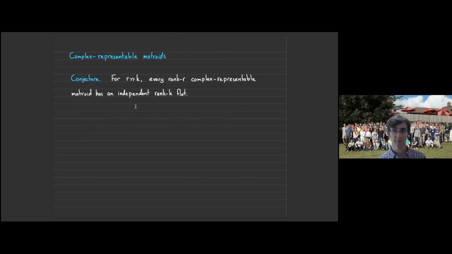So let's move to complex representable. It seems very likely that the same kind of phenomenon holds. Maybe we have to go to a different rank, but it seems likely that if you take a high enough rank complex representable matroid, it's going to contain an independent rank k flat. It's just not possible that I'd be the first person to make this conjecture, but I haven't actually seen it explicitly in print.